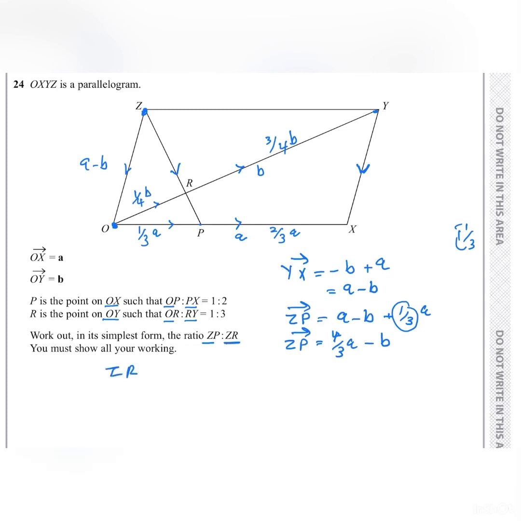Okay, and then we can work out what Z to R is. Now Z to R, how do we get from there to there? We can go, again, Z to O and then O to R. So Z to O would be A minus B, and then O to R is plus 1/4 of B. So Z to R would be A, we haven't got any like terms for A so it would be on its own, and then minus B plus 1/4 B, that's minus 3/4 B.